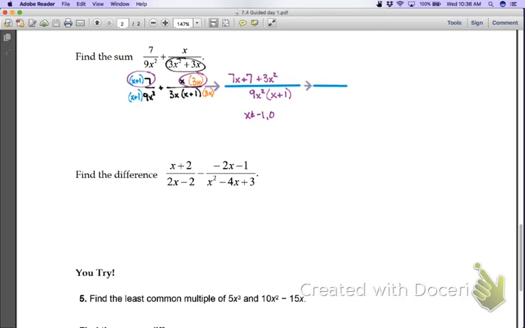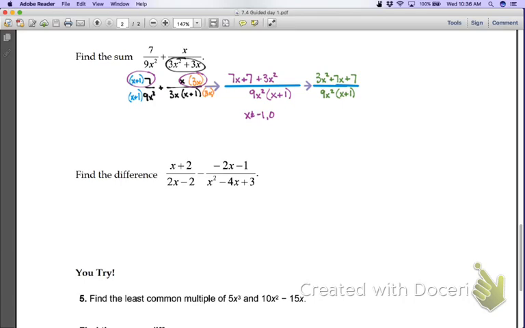Now I'm going to have 3x squared plus 7x plus 7, and then 9x squared times x plus 1. Before I call this one good, I always need to check the top: can I factor 3x squared plus 7x plus 7?